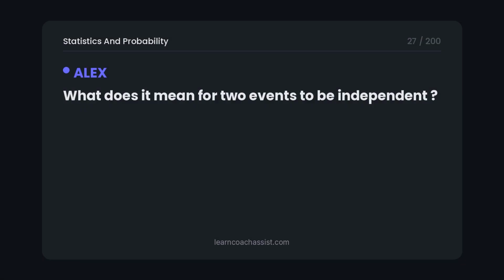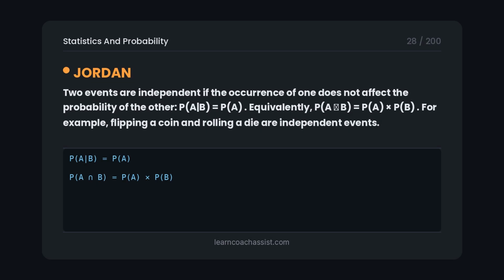What does it mean for two events to be independent? Two events are independent if the occurrence of one does not affect the probability of the other. P(A|B) = P(A). Equivalently, P(A ∩ B) = P(A) × P(B). For example, flipping a coin and rolling a die are independent events.